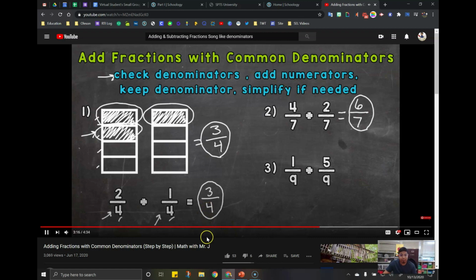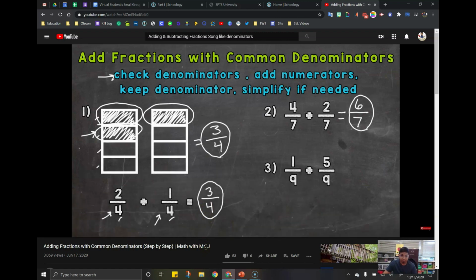Now for number 3, let's check our denominators. They are common. We have a common denominator of 9. So now we can add our numerators. 1 plus 5 is 6. Keep our denominator of 9 the same, and then simplify if needed. Now 6 and 9 have a common factor of 3, so we can divide both our numerator and denominator by 3 to break this fraction down into its simplest form.